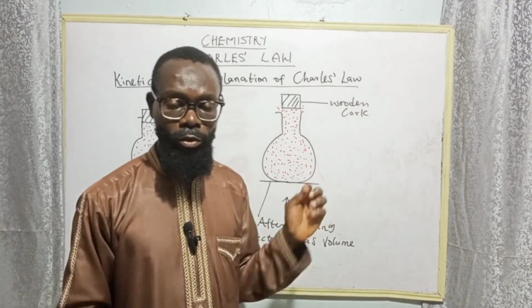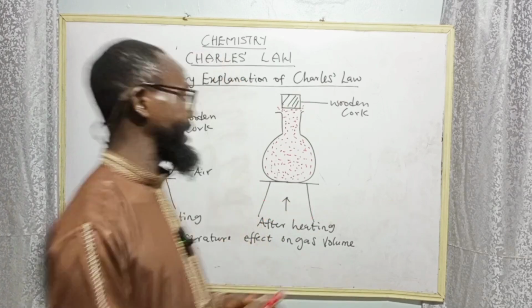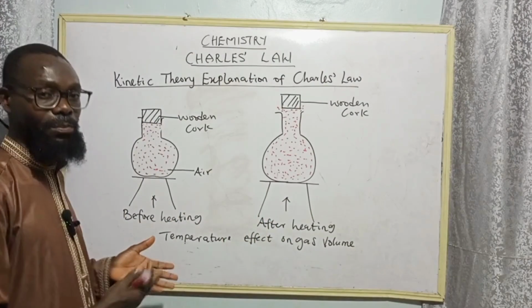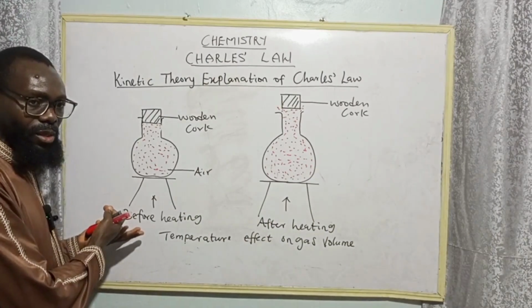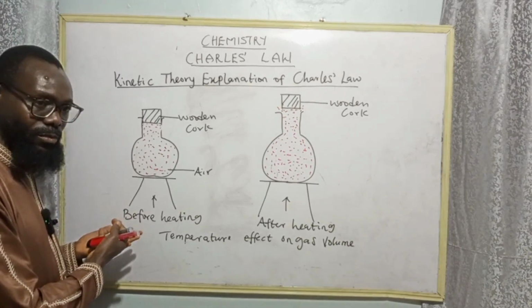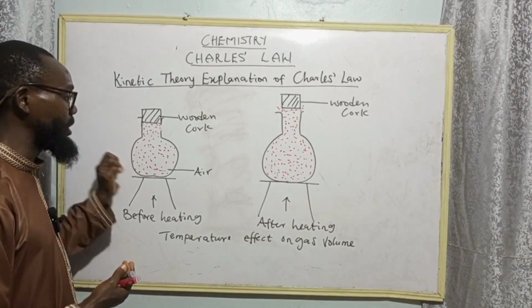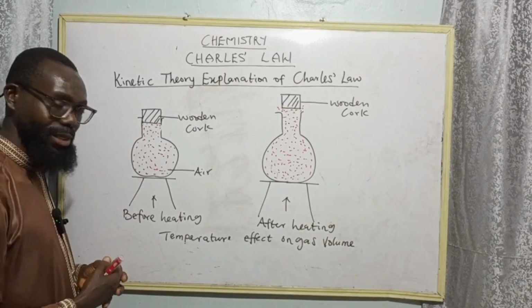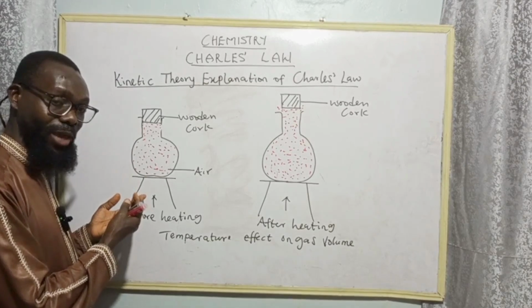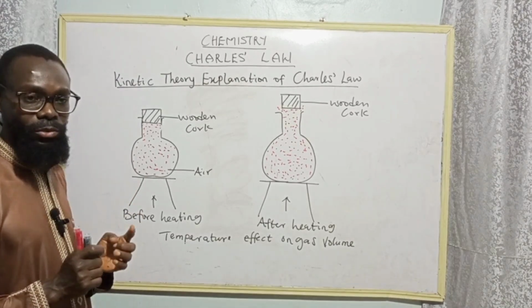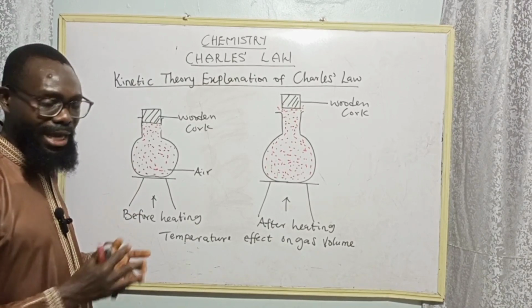The next subtopic we're going to talk about is the kinetic explanation of Charles' law. Since we know that Charles' law is talking about the volume to temperature relationship, let's check this air. This container contains air before heating. Before heating, we find that the cork is tightly on the flat-bottom flask. In this case, the particles of the gas of air are in constant motion. They are moving relative to the temperature. They are also colliding with one another.